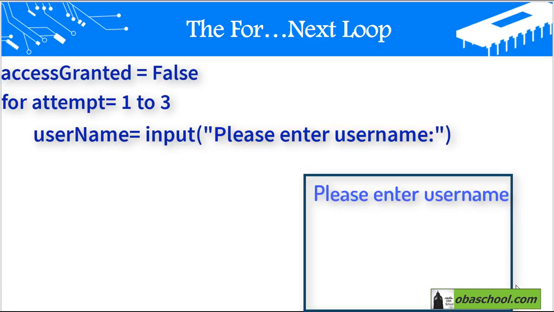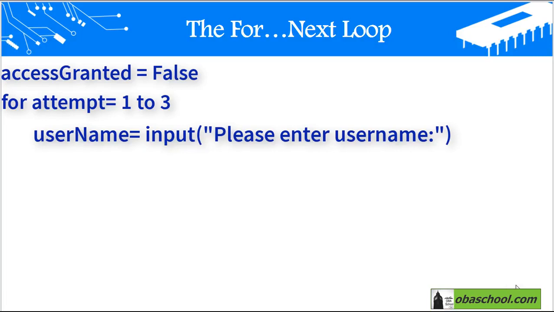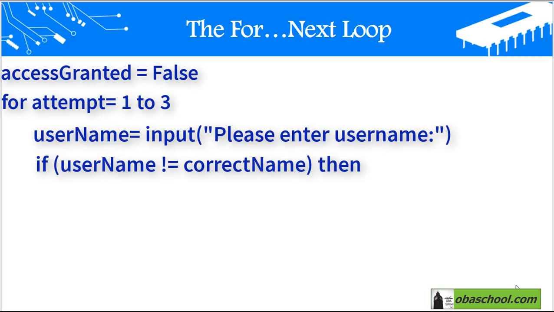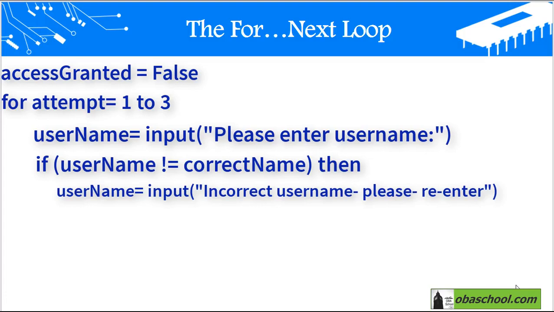So when the user enters his username, the program will check if the username is not equal to the correctName that it saved from before. Then the username variable will hold the input message that is going to be shown to the user, which is "incorrect username, please re-enter". Here we are asking the user to re-enter his username.